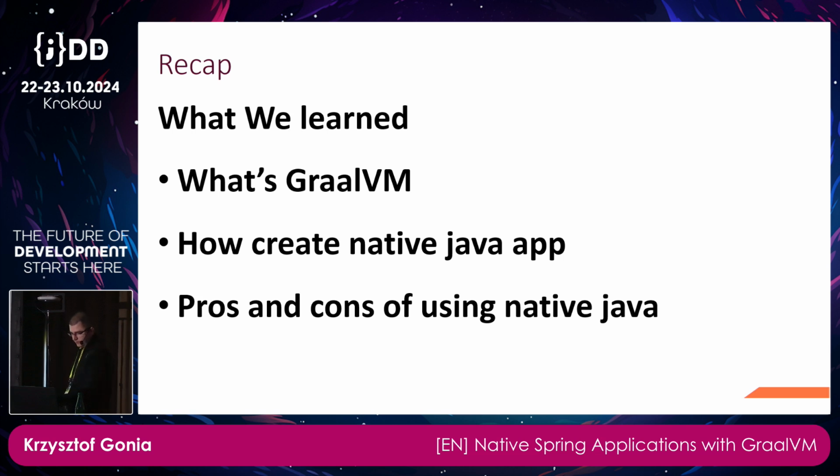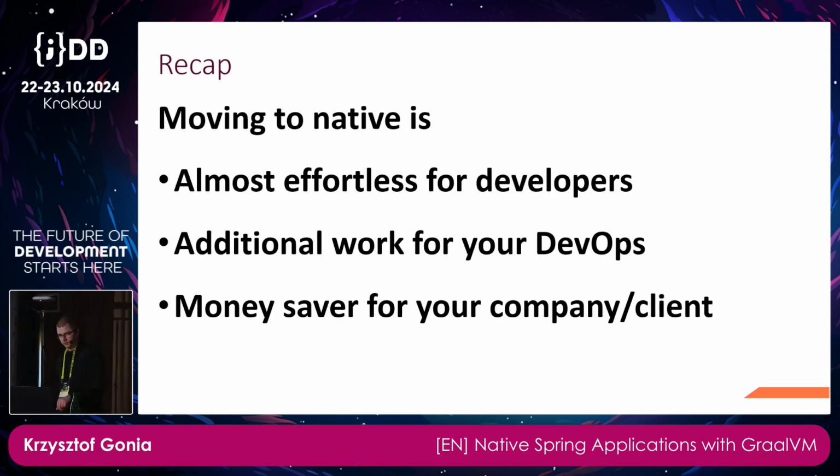So, a small recap. We learned what GraalVM is, how to create native Java apps, and the pros and cons of using native Java. Moving to native is almost effortless. It all depends on your current setup, because for some apps it will be easy to compile. For some there are blockers, like those libraries that are not supported. For sure there is additional work for your DevOps, because the build pipeline will be different. And for sure it's a money saver for your client or for your company.